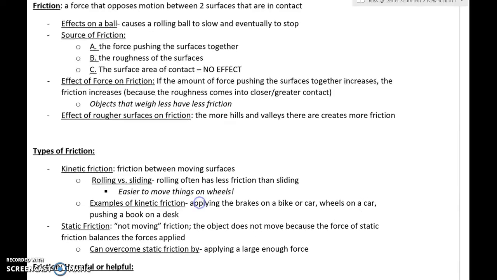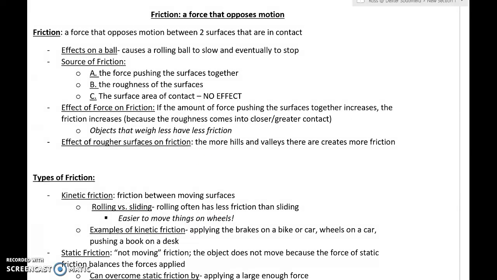So friction is a force that opposes motion, and it happens between two surfaces that are in contact, which means that they are touching, right? If those two surfaces are not touching, there can't be friction between them. So the effects on a ball really just means if you've got a rolling ball, it's going to cause it to slow down and eventually stop. That's how friction works.